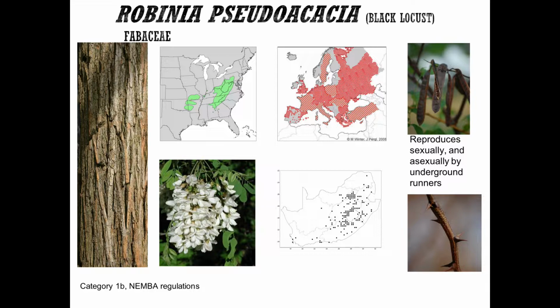Also, its leaves are starting to go yellow now, so when you leave, you'll see the trees in the streets are already going yellow, and many of them are Robinia. In spring and early summer, you can really pick it out by these huge white flowers that dome the whole tree, which makes it quite easy to pick out. And once you start seeing it, you'll see it's very, very prevalent throughout the Free State.